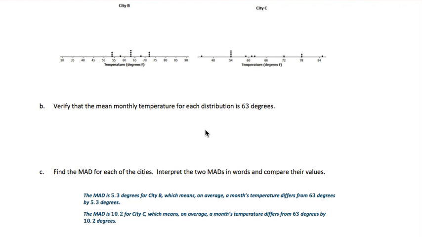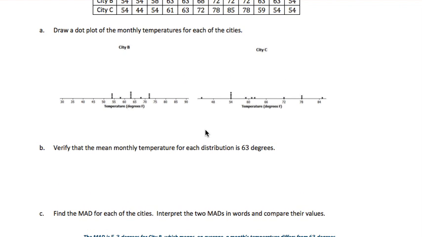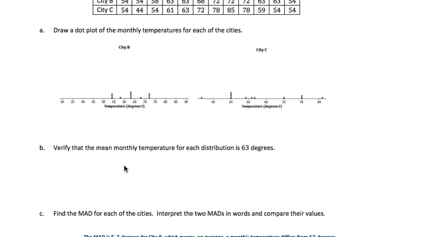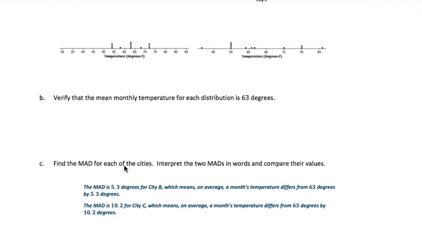The mean absolute deviation for each of the cities, remember we have a table, is 5.3 degrees for city B, which means on average a month's temperature differs from 63 degrees by 5.3 degrees. And for city C, it is 10.2 degrees, which means on average a month's temperature differs from 63 degrees by 10.2 degrees.